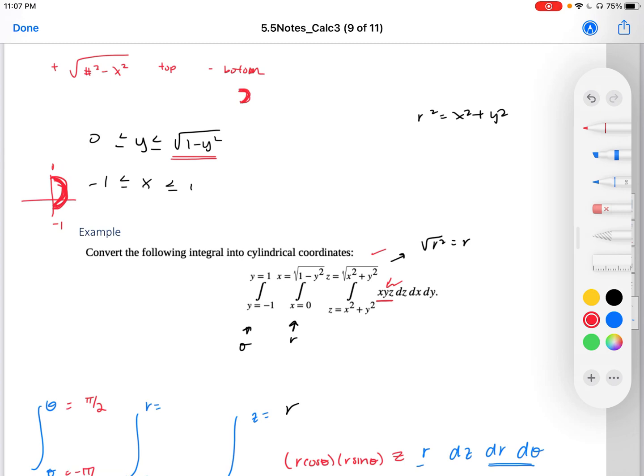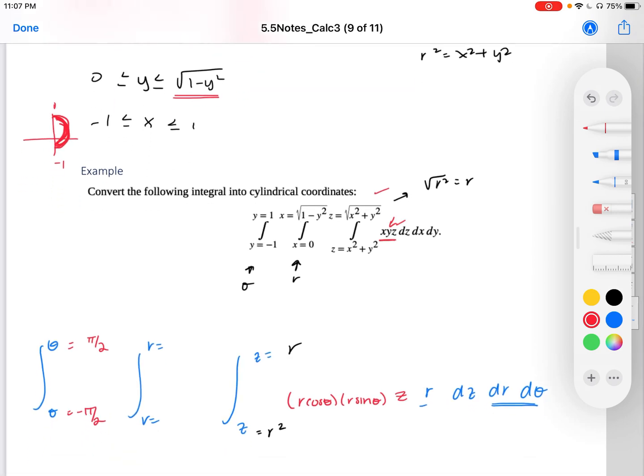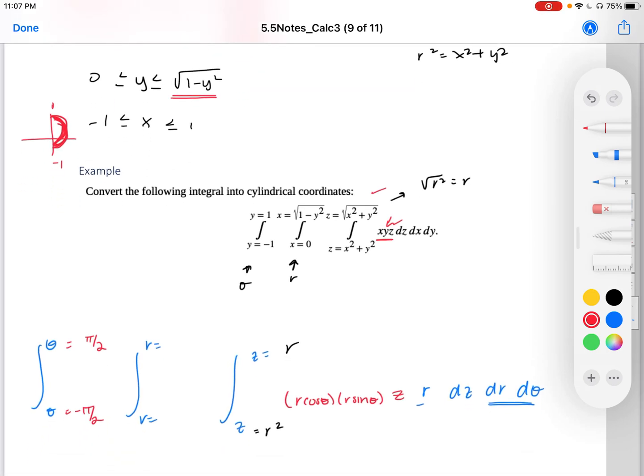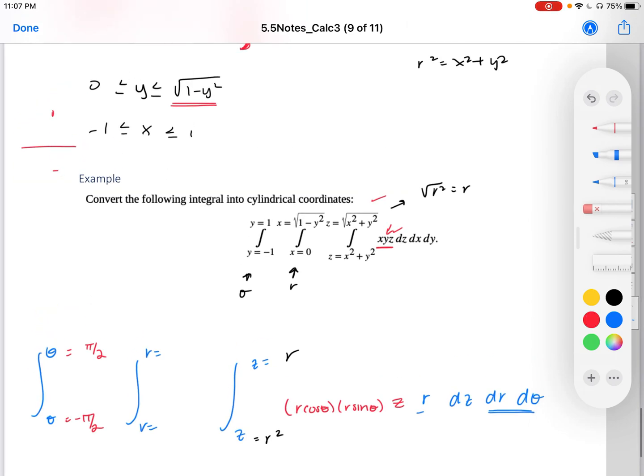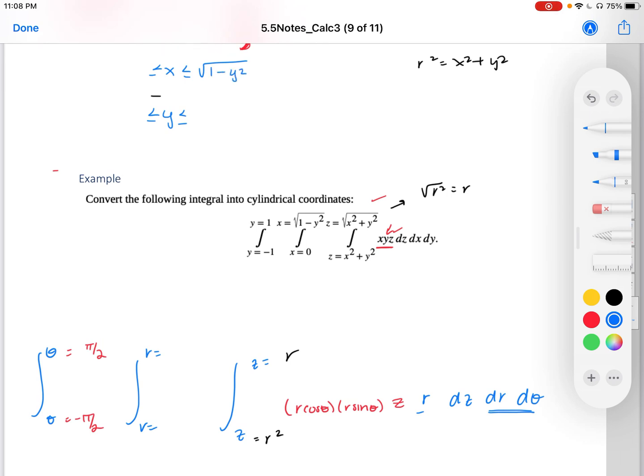All right, so this tells us that we go from, let me take a step back. That's what I get for not looking at my notes. Okay. So we have our x is from, and our y is from. Our x is from 1 minus y squared to 0, and our y is from -1 to 1.